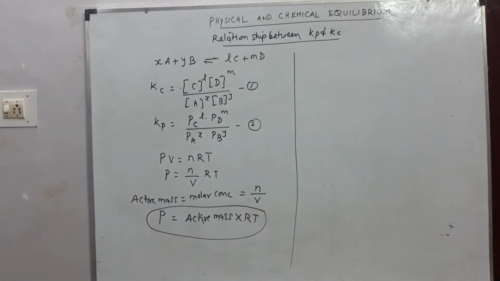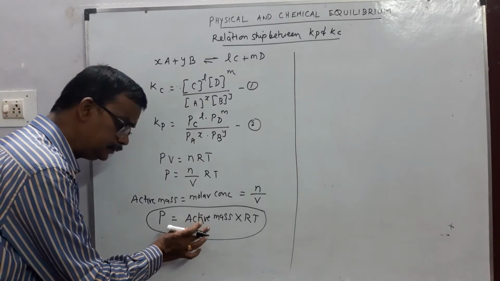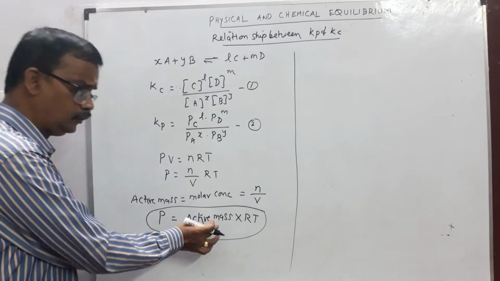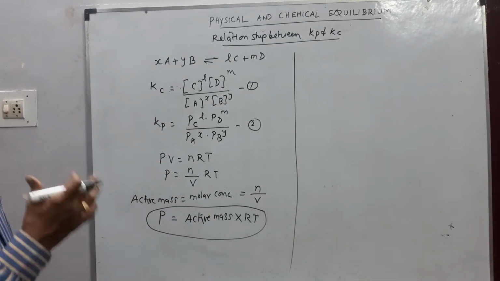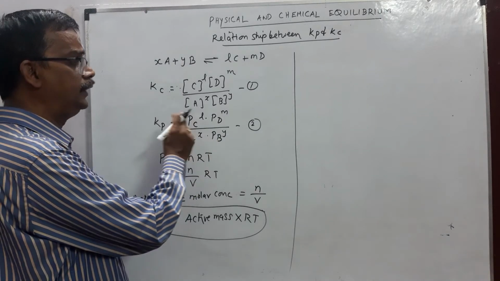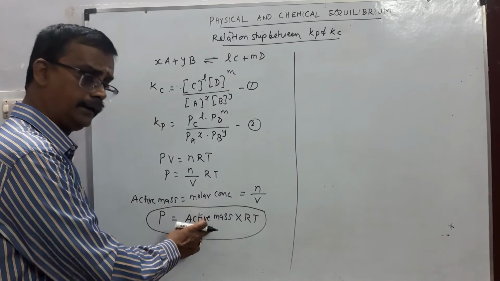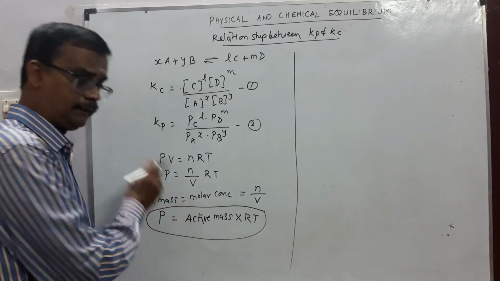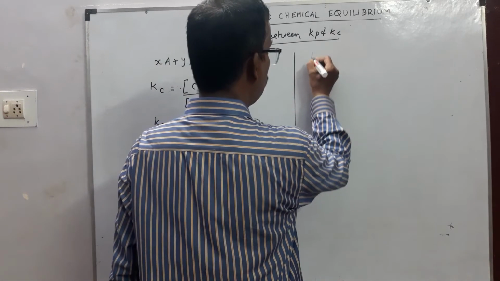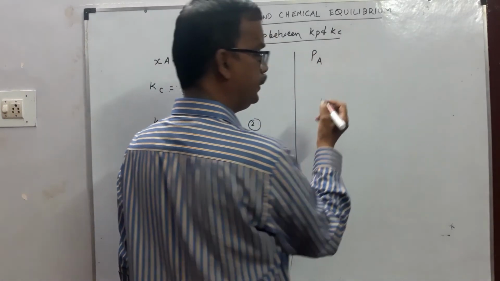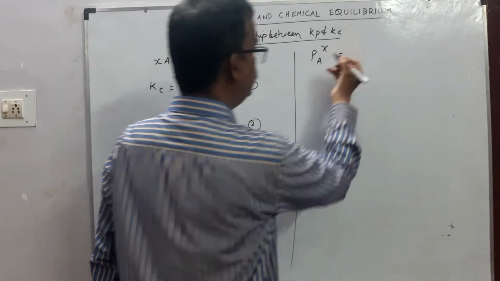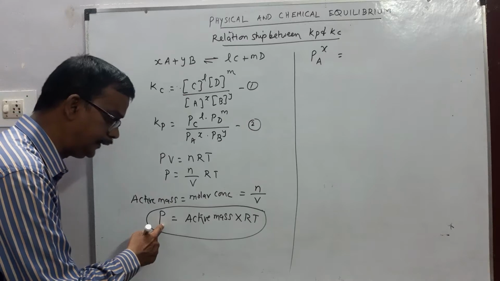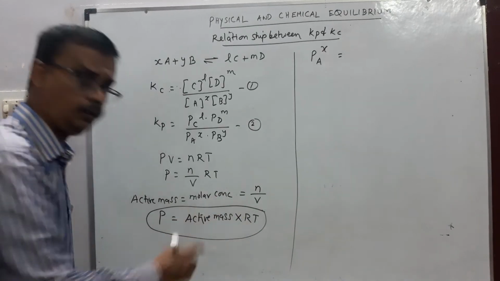Okay, pressure equal to active mass into RT. Using this equation, we can write the partial pressure of A, B, C and D. By using this expression, we write the partial pressure of A: Pa to the power of X is equal to pressure equal to active mass into RT.